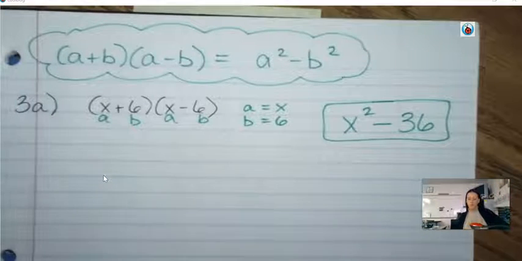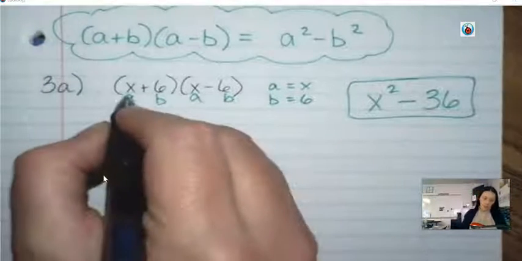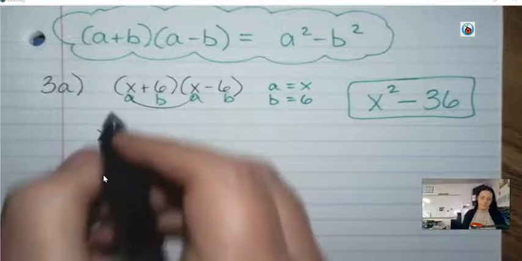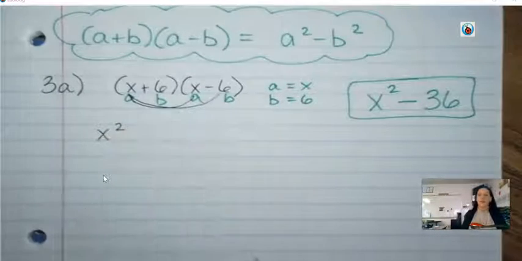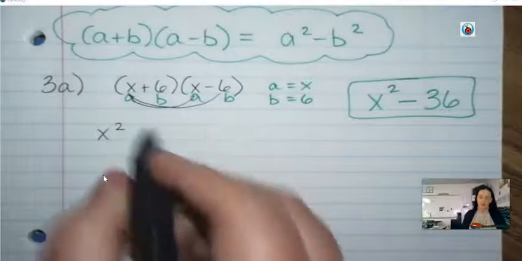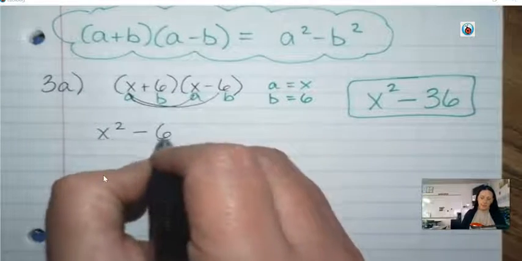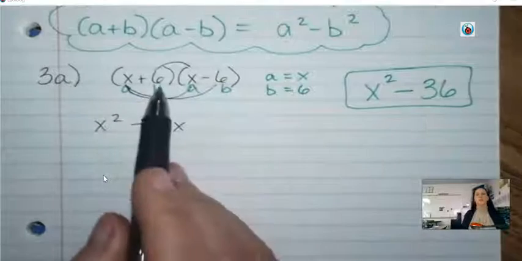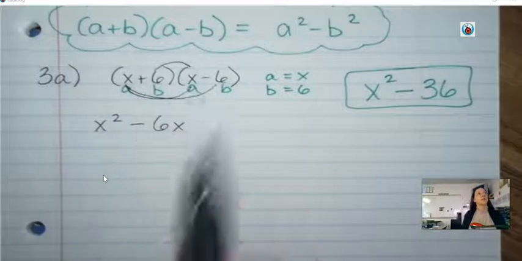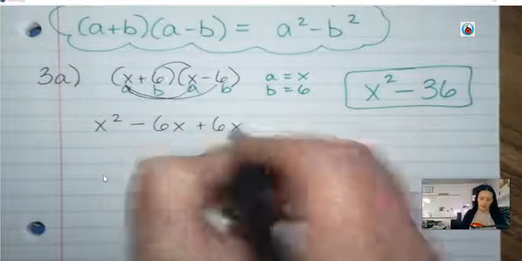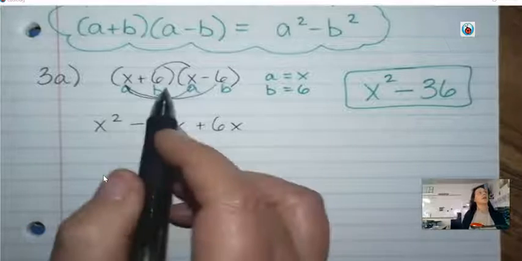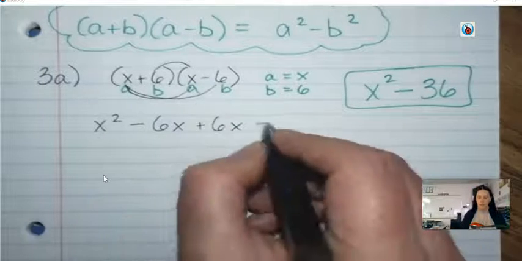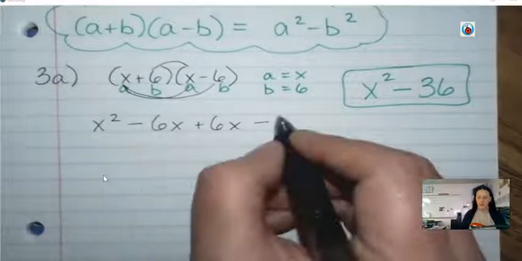Okay, or we're going to FOIL it out. x times x is x squared. x times negative 6. A positive times a negative is negative. 6 times x is 6x. Then positive 6 times x. 6 times x is 6x. And finally, I have 6 times negative 6. I have a positive times a negative, so negative. 6 times 6 is 36.